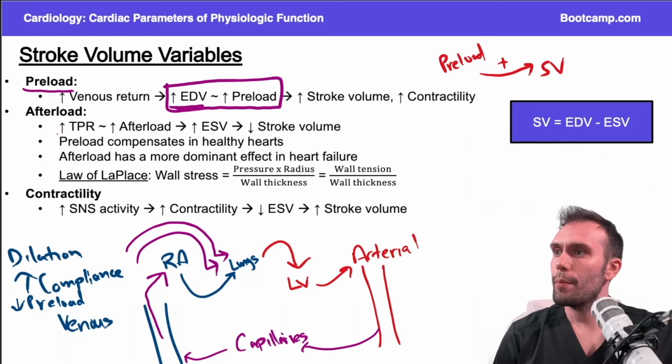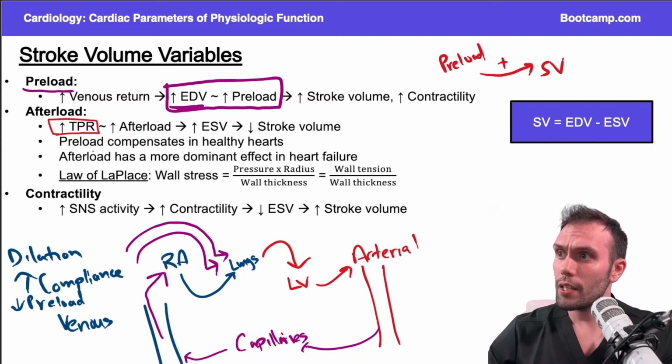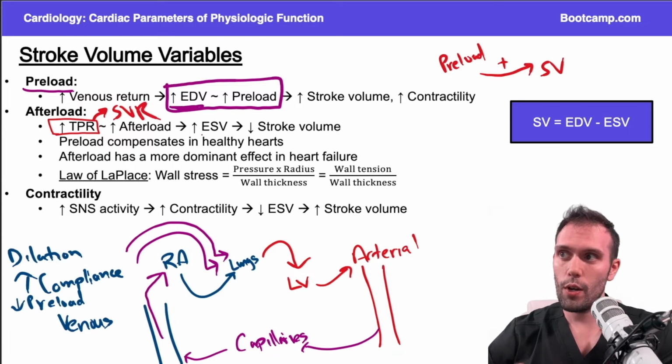Now, afterload is primarily referring to the total peripheral resistance, which I'll talk about in a minute. Just be careful. In board questions, they can tell you total peripheral resistance or systemic vascular resistance. For board question purposes, you can think of these two as the same thing. The TPR, the SVR, they're the same thing, and they're both synonymous with afterload. When one goes up, the other one goes up. So what is this TPR and afterload?